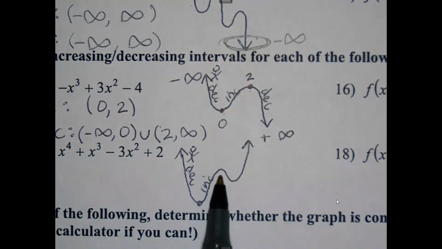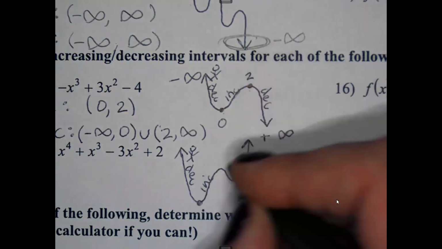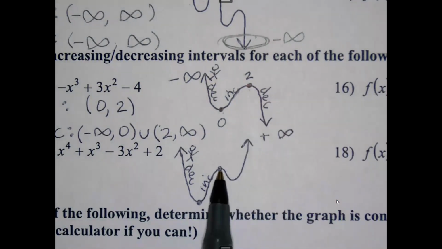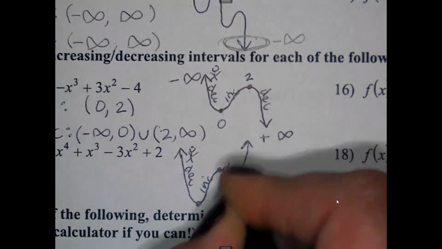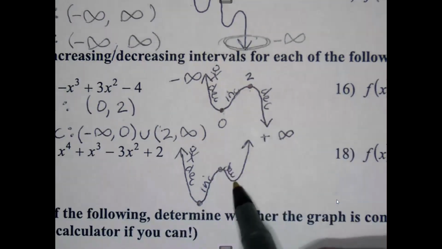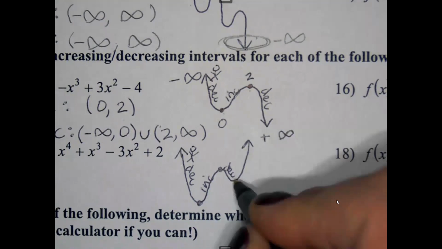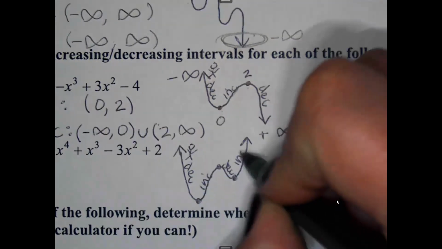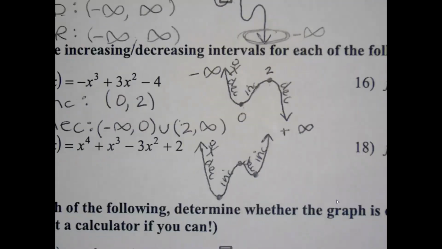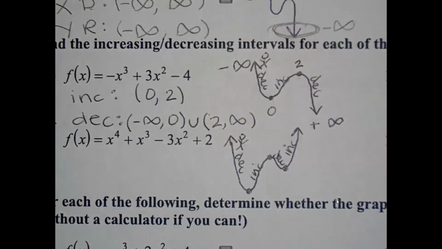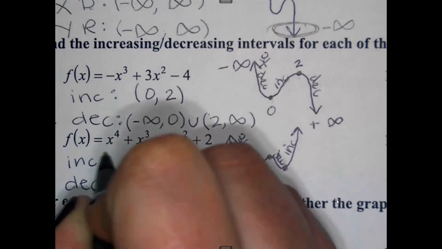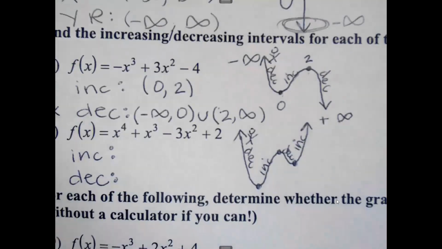And what's a mountaintop actually called? What's the math term? A maximum. Okay. He gets to the maximum and then what does he do? Goes back down. And what's this called? Valley. And then what does he do? He goes back up again. Okay, so how many answers are we going to have for increasing? Two. How many answers are we going to have for decreasing? Two. Do we use the x values or the y values?